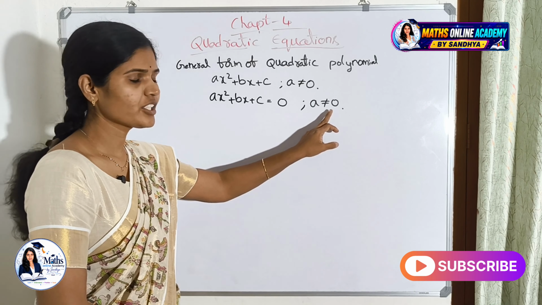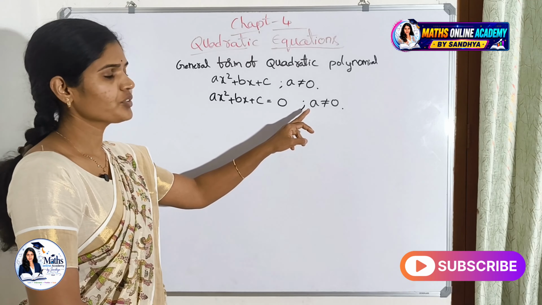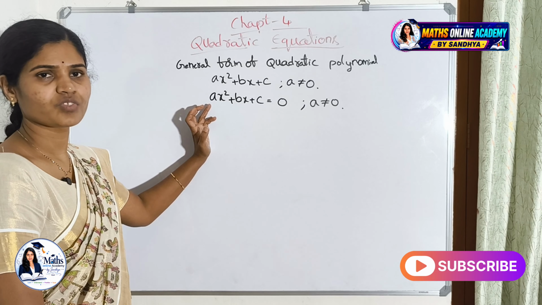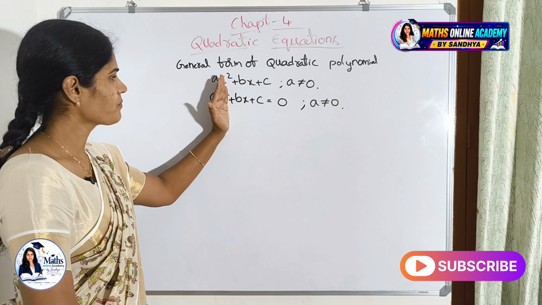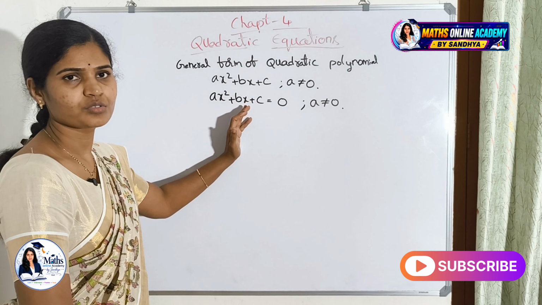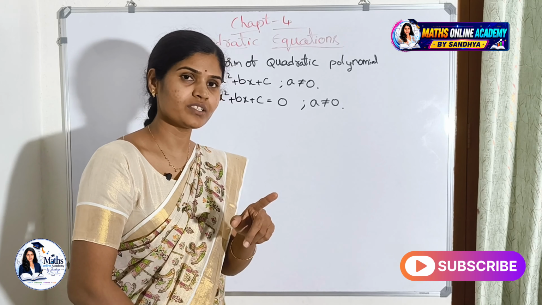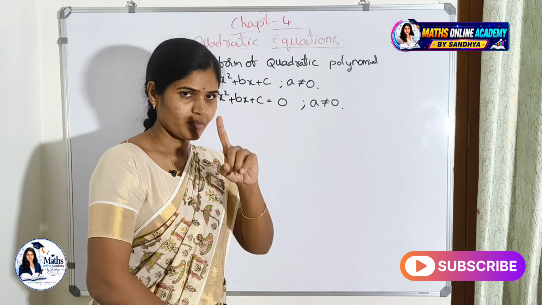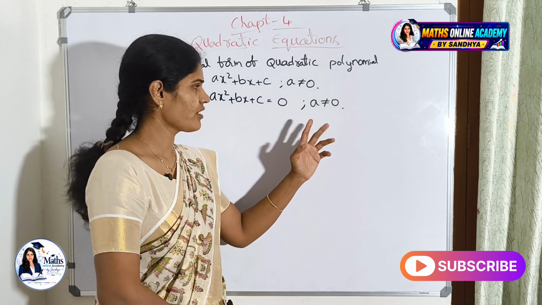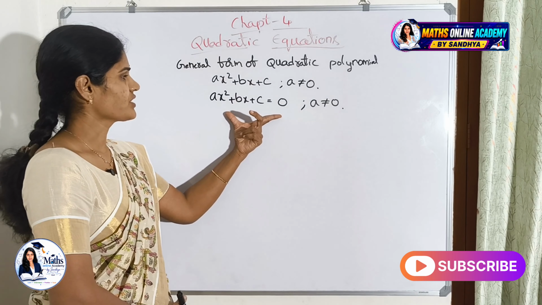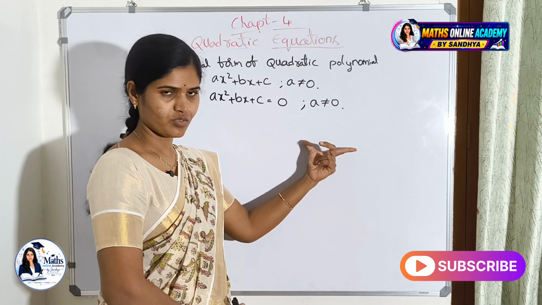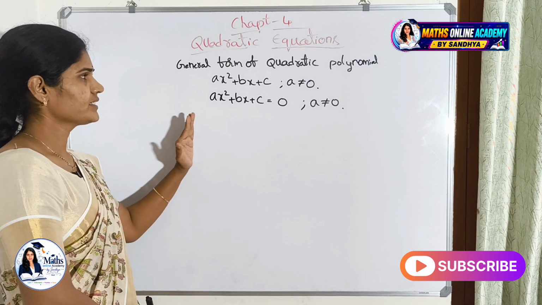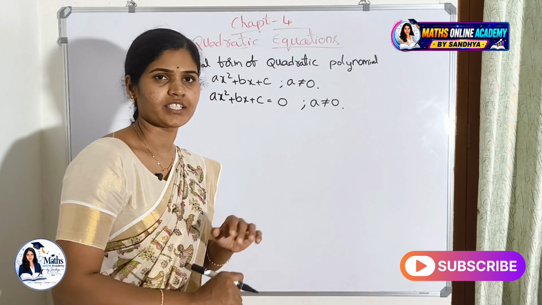Why do we write a not equal to 0? If a equals 0, the coefficient of x square goes to 0, and the degree of the polynomial goes to 1, which means it is a linear equation. That's why this is a compulsory 1 mark question, or in multiple choice questions they ask the general form of the equation: a not equal to 0. This is the general form of a quadratic equation.